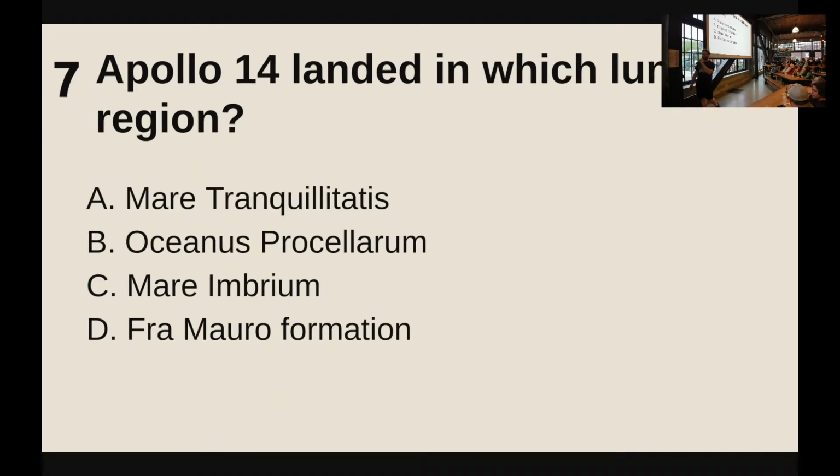Question 7. Apollo 14 landed in which lunar region? Was it A, Mare Tranquillitatis, or the Sea of Tranquility, B, Oceanus Procellarum, C, Mare Imbrium, or D, the Fra Mauro Formation?